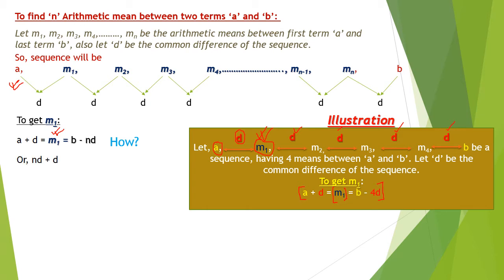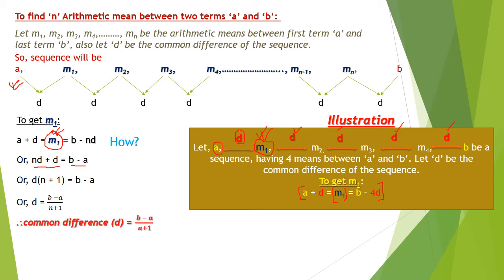So let's proceed. Now let's forget this part for once. Then we can cancel the like terms: nd plus d is equal to b minus a. Now we can take d common: d times n plus 1 is equal to b minus a. Now our d will be b minus a upon n plus 1. This common difference d is for the mean concept only.